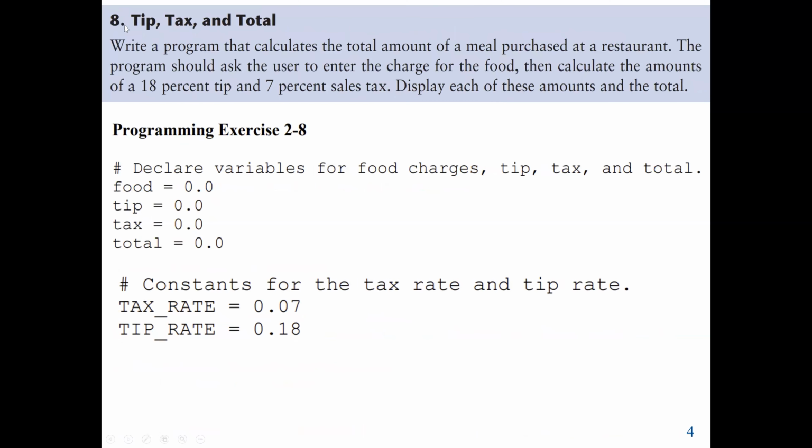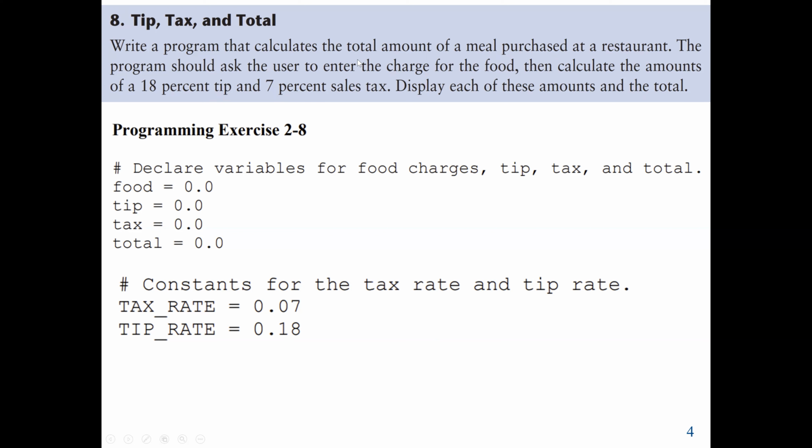So let's see our second program. Here, they say we should write a program that calculates the total amount of a meal purchase at a restaurant. The program should ask the user to enter the charge for the food, then calculate the amount of 18% tip and also 7% sales tax.